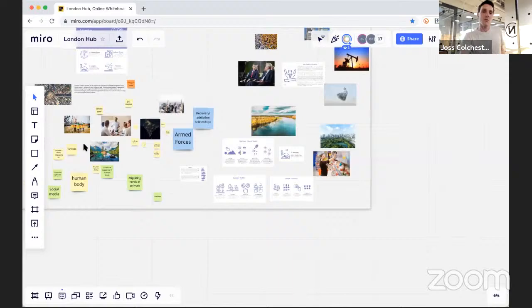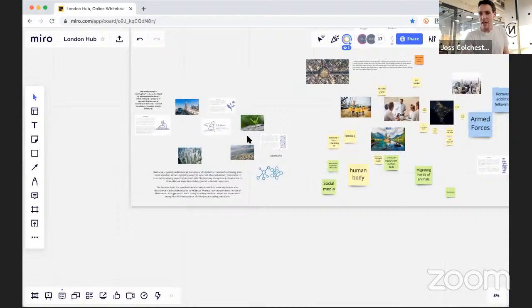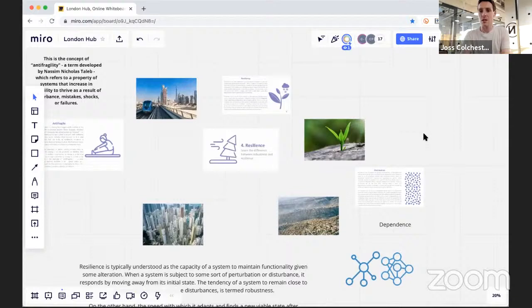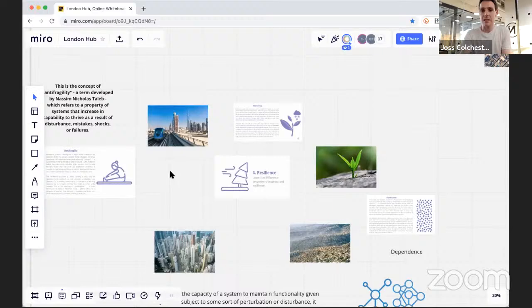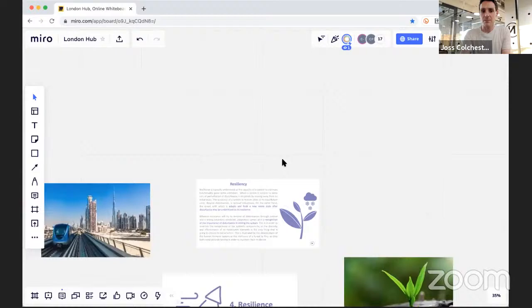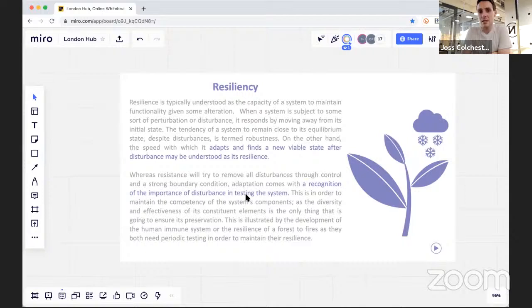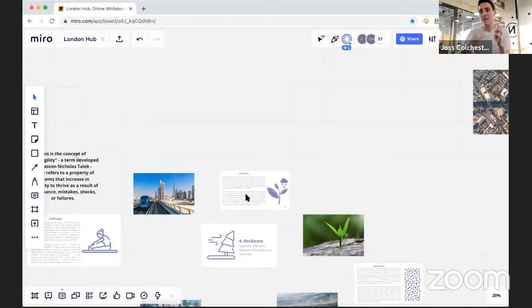Okay, so finally, I wanted to talk a bit about resilience and robustness. This is a characteristic of complex systems, in that they're decentralized in some sense. Resilience is typically understood as the capacity of a system to maintain functionality given some alteration. When a system is subject to some sort of perturbation or disturbance in its environment, it responds by moving away from its initial state. So going back to this idea that these adaptive systems are trying to regulate themselves to maintain structure and functionality, this idea of homeostasis, right?